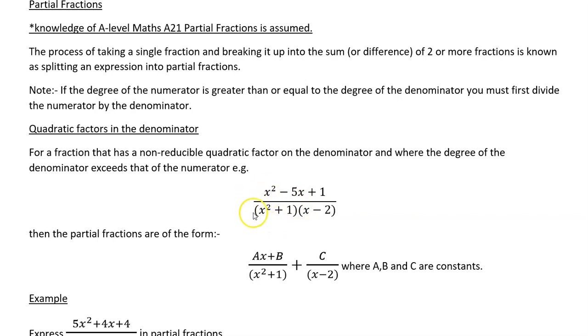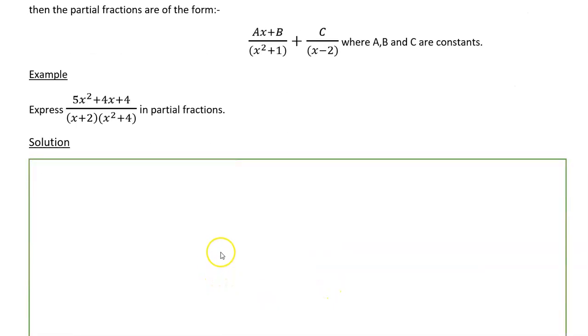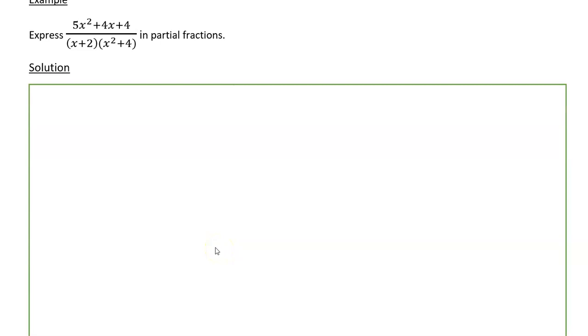Then you would write this whole thing in terms of partial fractions. You've got your non-reducible quadratic factor here, and on the top line of it is ax plus b. And then the regular linear term is x minus 2, and that's c over x minus 2. Okay, we're going to look at an example here and how we go about doing this.